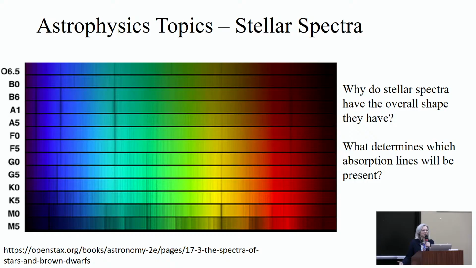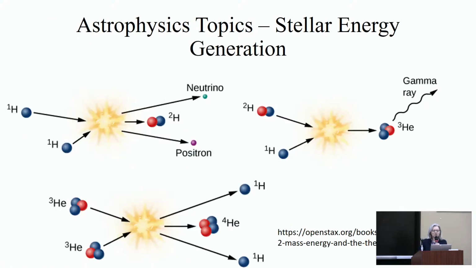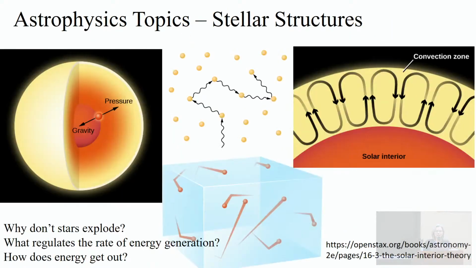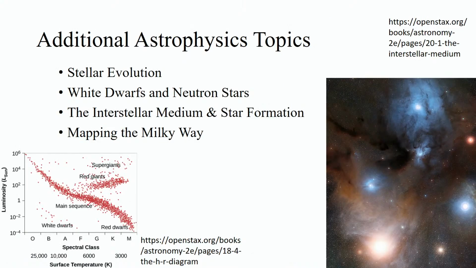It would basically rule out the one-third of the minors who are not in STEM fields. So we certainly talk about stellar spectra, why they look the way they do, but with more math. We talk about stellar energy generation. We talk about stellar structures, why stars don't explode, why they generate energy at the rate they do, and so on. And then some additional topics that I'm not as focused on for the purpose of this project, like stellar evolution, the interstellar medium, mapping the Milky Way, and so on.